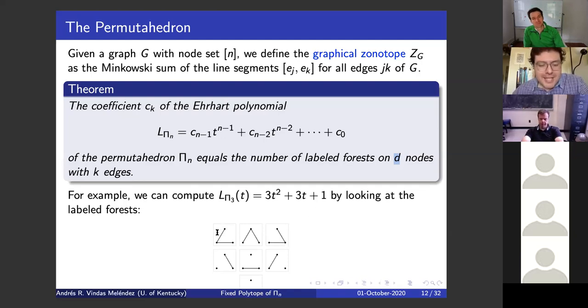But then you can also say, well, this first row is just the number of spanning trees, right? And this is Cayley's theorem, I think. And so that's n to the n minus 2. It turns out for the permutahedron, the leading coefficient is the volume. For any Ehrhart polynomial, the leading coefficient is the volume. But for the permutahedron, we know what that volume is, and it should be n to the n minus 2.